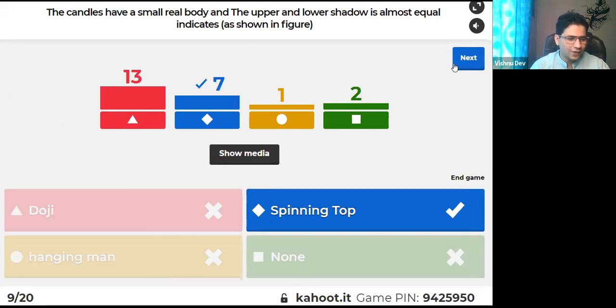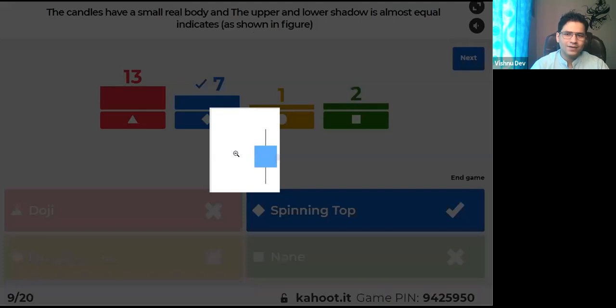The answer is spinning top. That is the correct answer, right? Spinning top is the correct answer, because small body. We have discussed yesterday, doji is nearly no body. Here a small body is there, then it is similar to doji, but the name is spinning top.